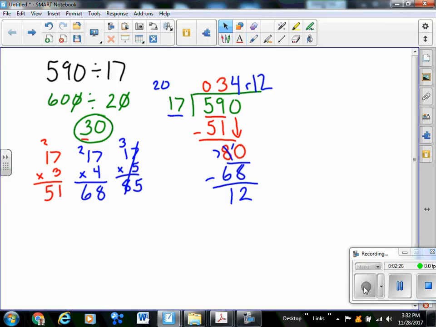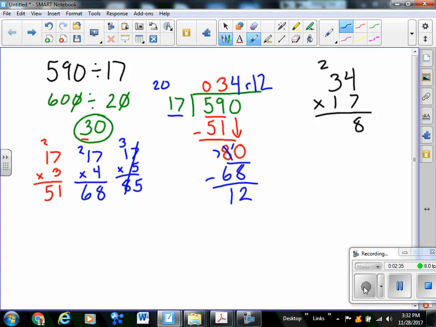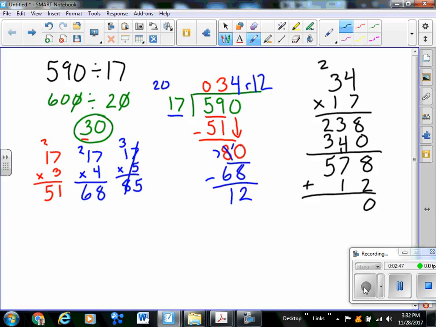And then we're going to check it. 34, multiply that by 17 is 28, 21, 22, 23. Add a 0. 4, 3. We get 8, 7, 5. Add on 12. 590, it matches. So 34 is close to 30.